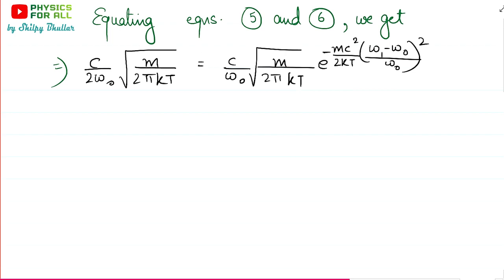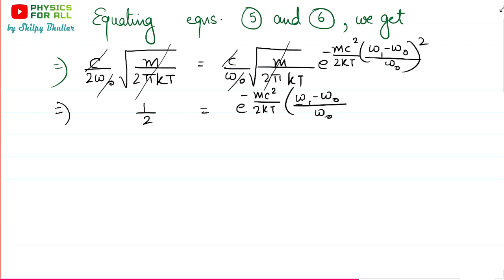There are a lot of similar quantities on both sides, so let's cancel them out. So c gets cancelled, omega naught gets cancelled, this whole square root gets cancelled. So that means we are left with, here all we have is 1 by 2. This is 1 by 2, and this is the exponent term minus mc square upon 2kt, omega 1 minus omega naught upon omega naught, whole square. One thing let's do, this is e raised to power minus of the quantity.